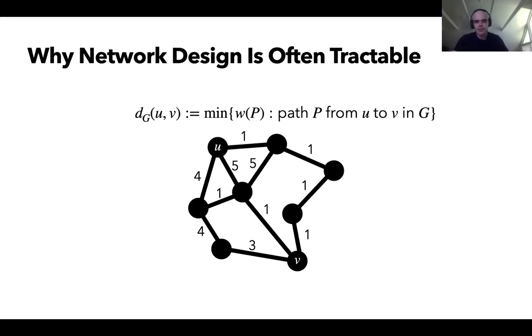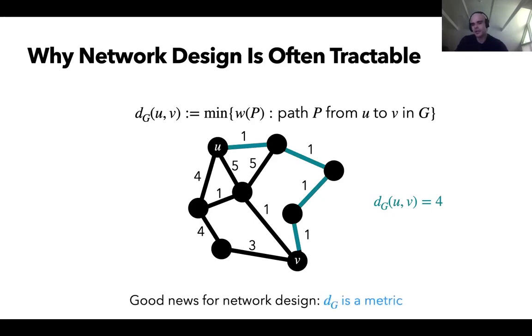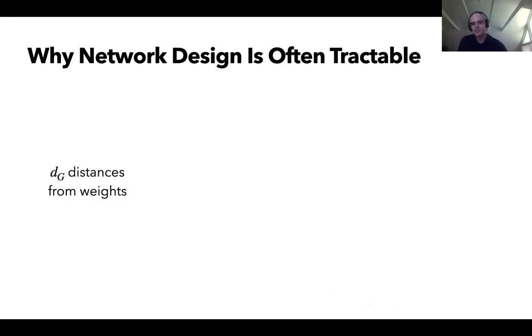Okay, so when you're doing network design, the natural notion of distance to consider is just the so-called shortest path metric. So here, the distance between two vertices is just the minimum weight of a path that connects them. Now, why is this a natural and useful notion of distance? Well, the good news for network design is the shortest path metric is genuinely a metric. Now, what's so great about metrics? Well, metrics have a lot of structure that we can pull out of them and exploit.